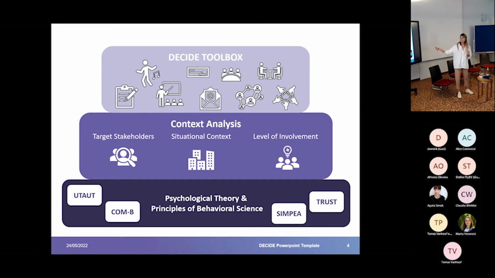So after analyzing the context and your target stakeholders, we propose a design toolbox where we propose different methods that fit to the level of involvement you would like to have with your citizens or with the community you are talking about.